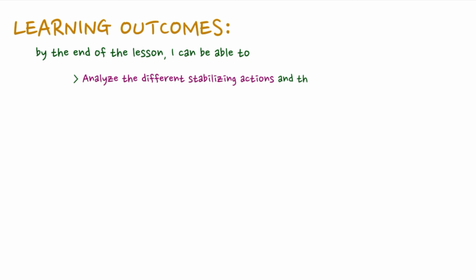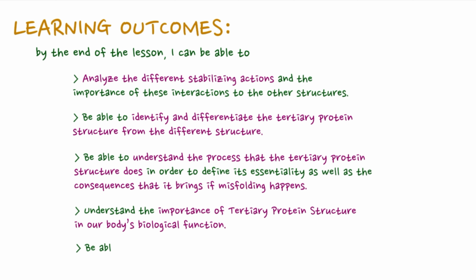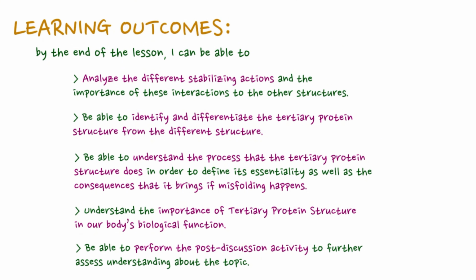In order for us to be guided by our lesson topic for today, here are our learning outcomes. By the end of the lesson, I should be able to analyze the different stabilizing interactions and the importance of these interactions to the other structures. Be able to identify and differentiate the tertiary protein structure from the different structures. Be able to understand the process that the tertiary protein structure undergoes in order to define its essentiality, as well as the consequences that it brings if misfolding happens.